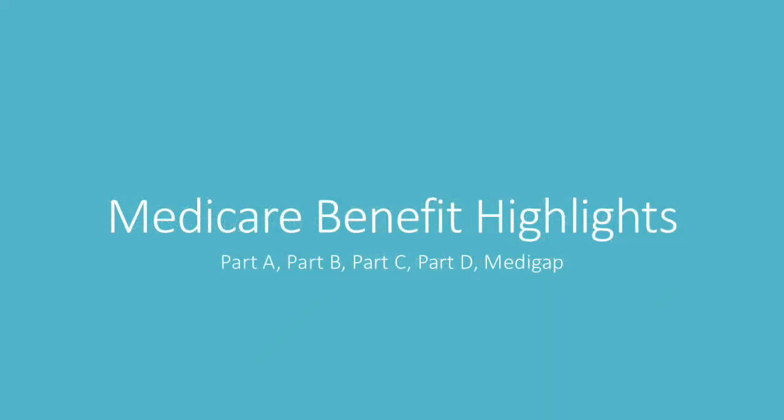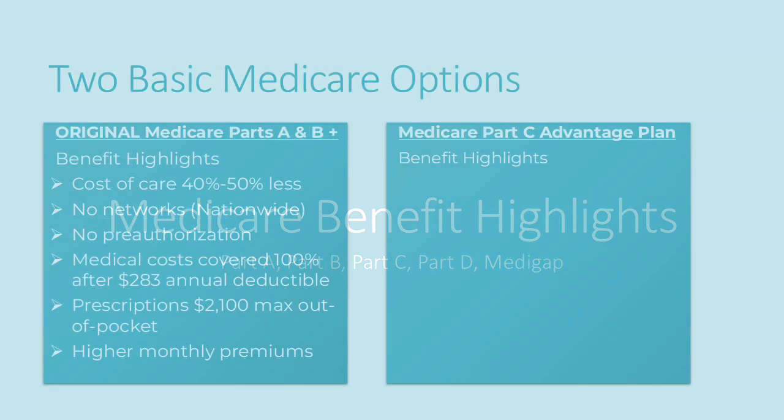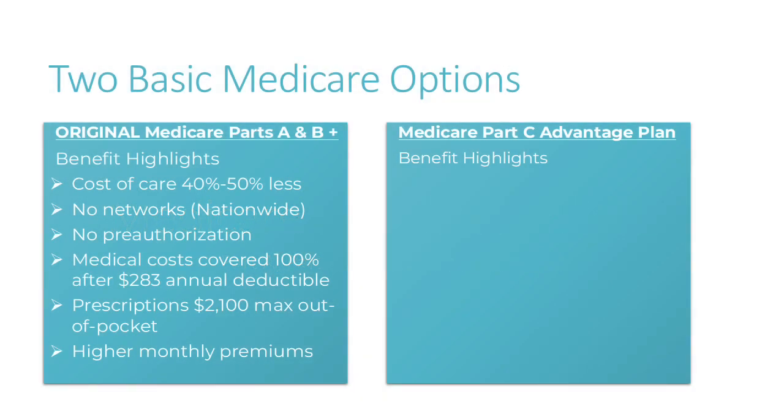Now, let's look at the benefits of each Medicare option. Under Option 1, Original Medicare Part A and Part B Plus. First, the cost of care is generally 40 to 50% less than a private health insurance plan. Next, there are no networks. You have nationwide coverage with any provider that accepts Medicare. Then there is no pre-authorization for Medicare-approved services.